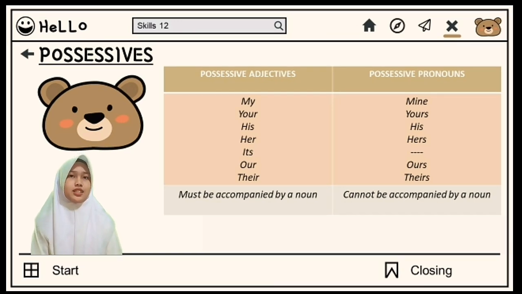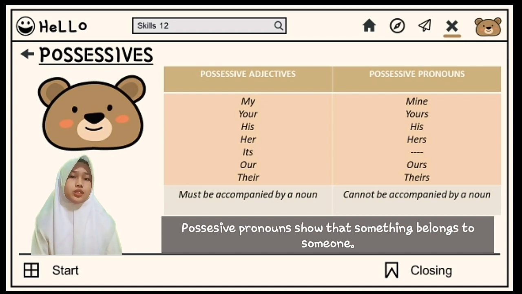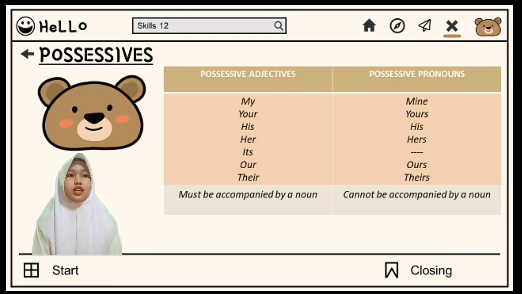And then possessive pronouns show that something belongs to someone. They are mine, yours, his, hers, ours, theirs. And possessive pronouns cannot be accompanied by a noun.